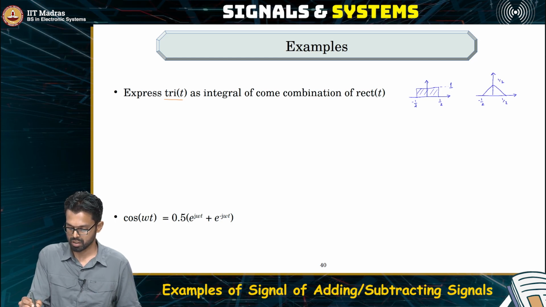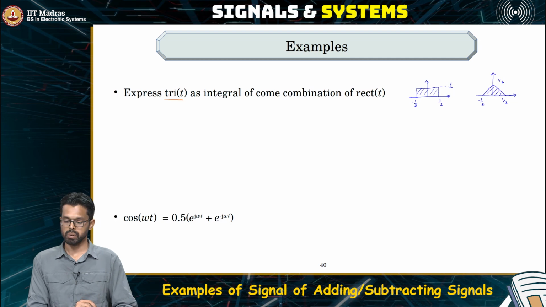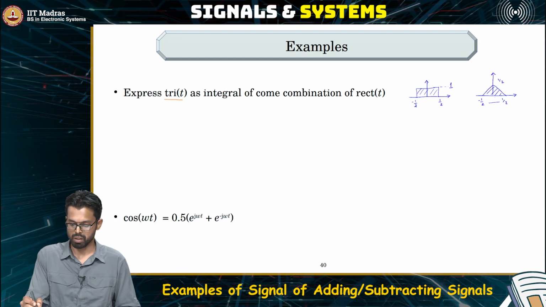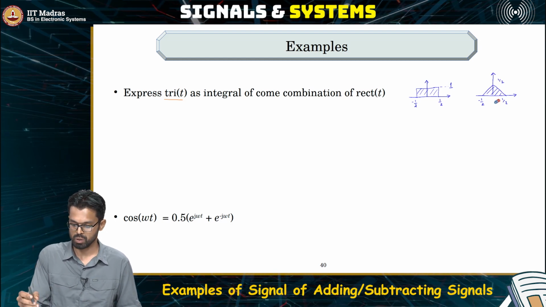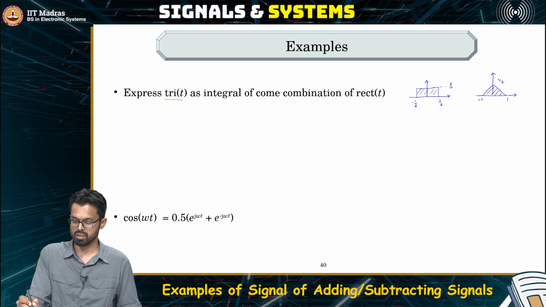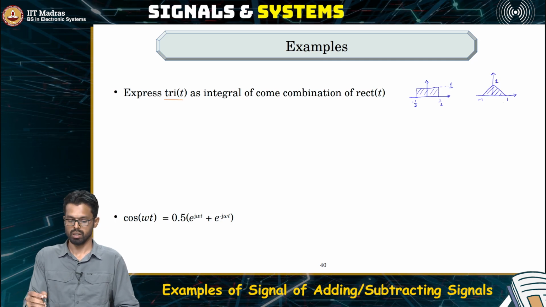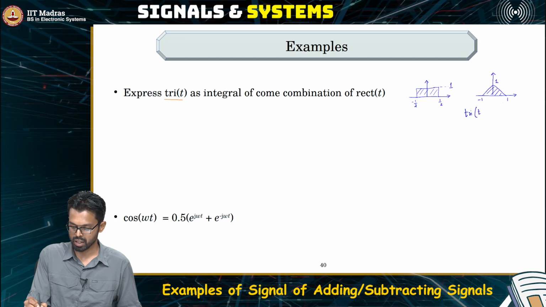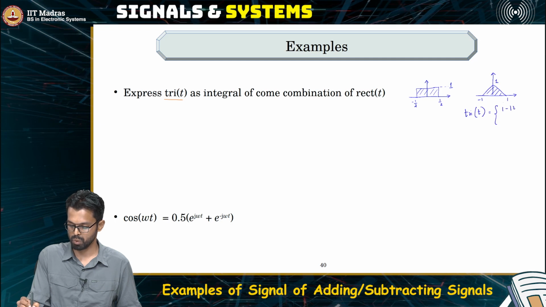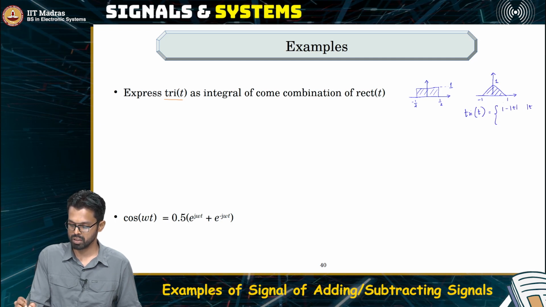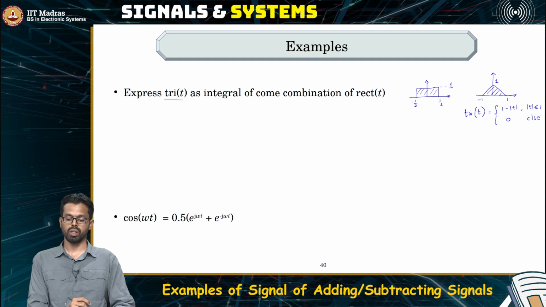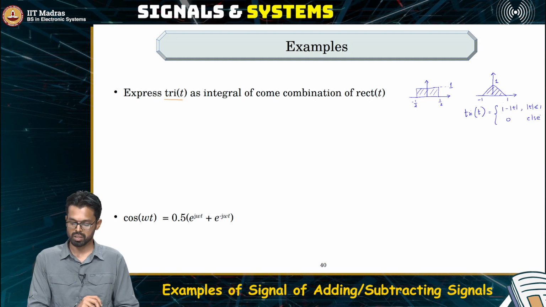But if you compute the area of the triangle, this is 1 and the height is just half, so the area is 1 by 4. So we'll first try to make the area 1. A simple way is to redefine the triangular function to be of this form. In other words, the triangular function with area 1 is 1 minus mod t when mod t is less than or equal to 1, and 0 else.